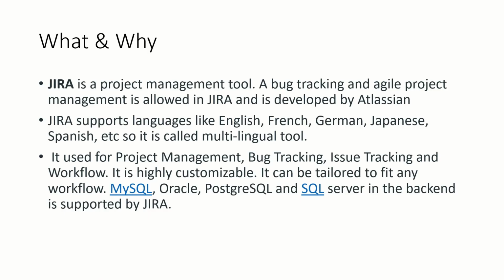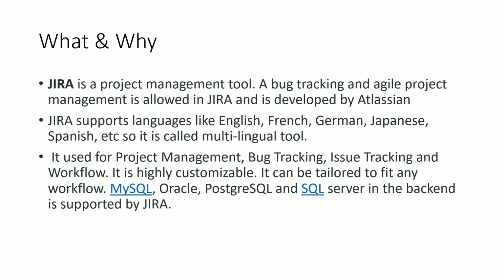Let me go to the next slide. First of all, we'll try to understand the what and why of the Jira tool. Jira is a project management tool, also a bug tracking tool, and Agile project management is allowed in Jira. It is developed by Atlassian. So you can see it is a product or project management tool.